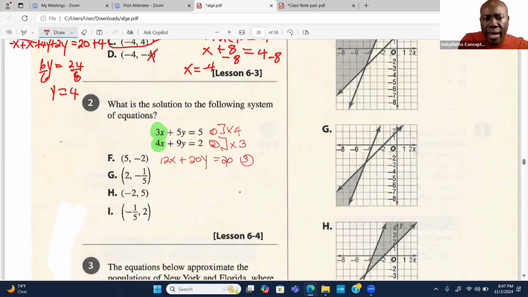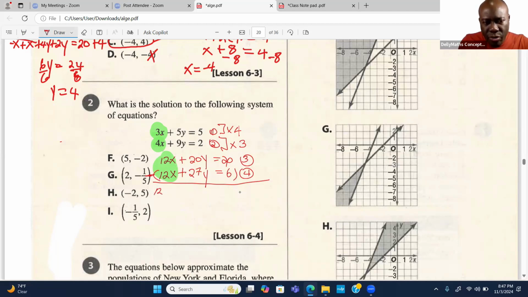3 times 4x is going to give me 12x. 3 times 9, that's going to give me 27y. 3 times 2, that's 6. So as you could see, I use 4 and 3 to multiply throughout. All right, let's take a look at what we have now. Right? So we do have positive 12x here. So we could actually subtract the equations. So if I subtract equation 3 from 4, right? So let's take a look.